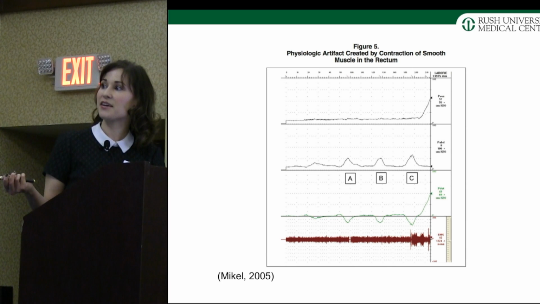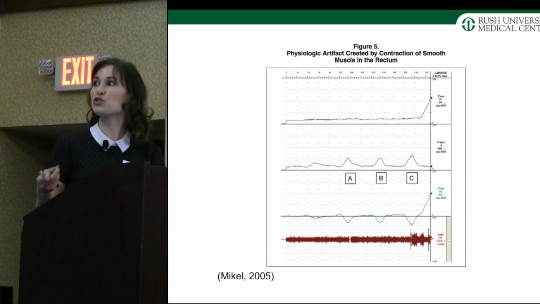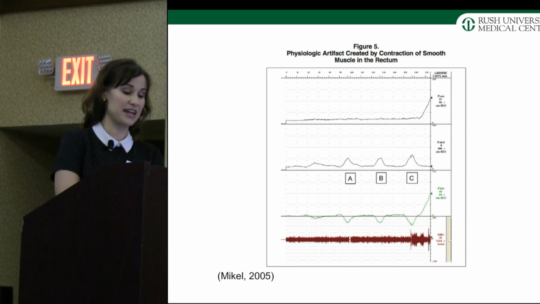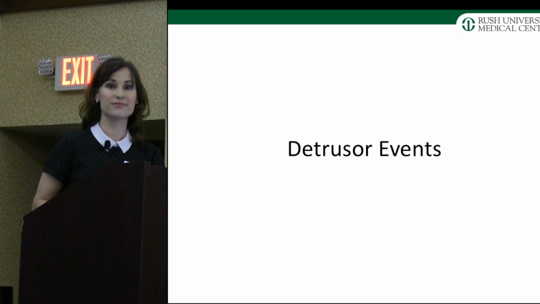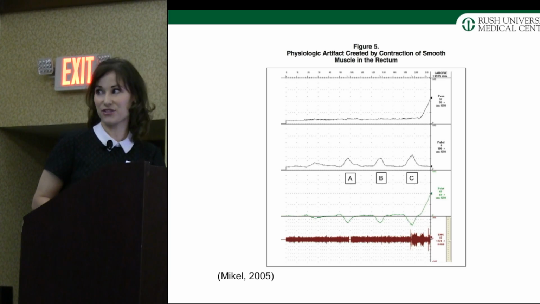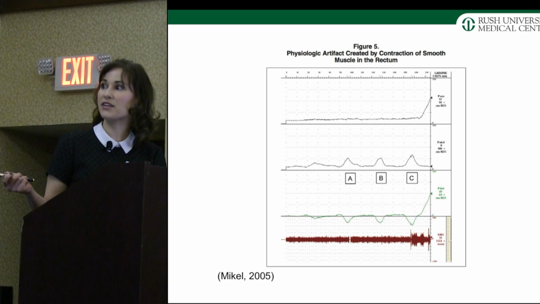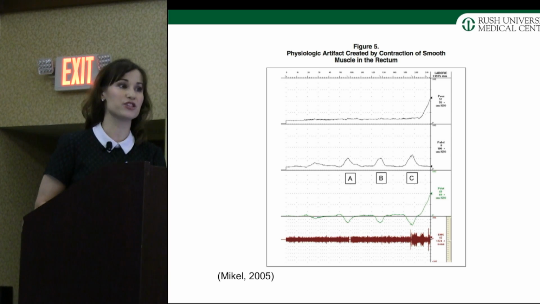Again, here A, B, and C are describing contraction of the smooth muscle in the rectum. That's peristalsis. The reason you know that is because the vesical line is flat. The vesical up here is completely quiet, but your abdominal catheter is picking up these waveforms of the peristalsis.